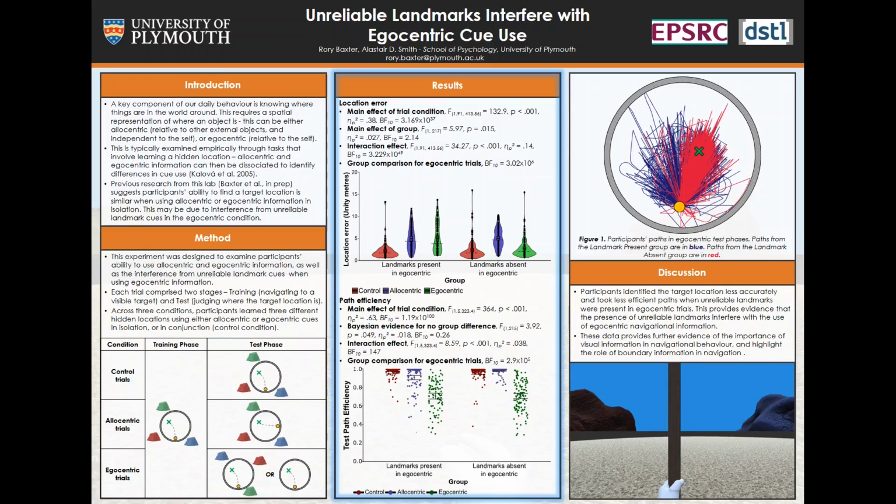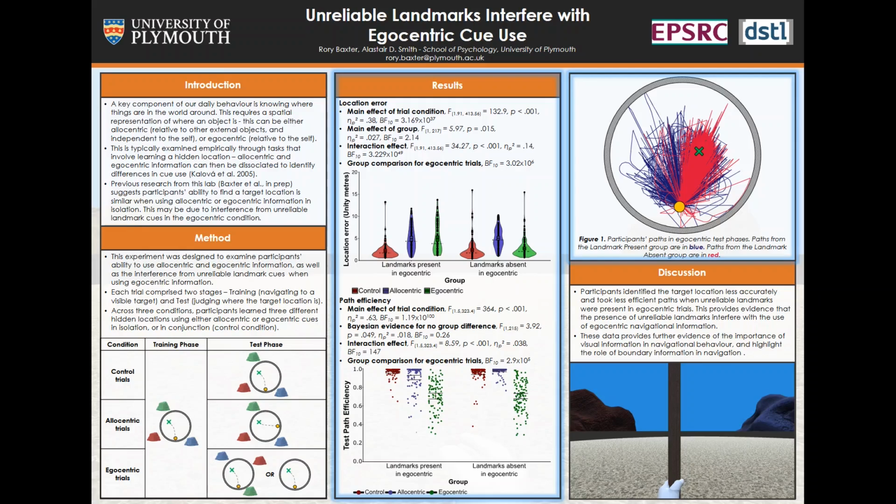Analysis of path efficiency presented a similar pattern of results, with the least efficient paths observed in the allocentric condition and group differences in the egocentric condition. There was very strong evidence that participants in the landmark absent group took more efficient paths at test than participants in the landmark present group. This could be seen in Figure 1, which presents path data for egocentric trials.